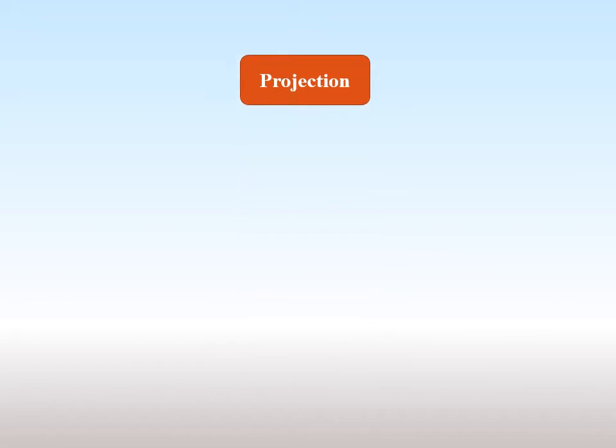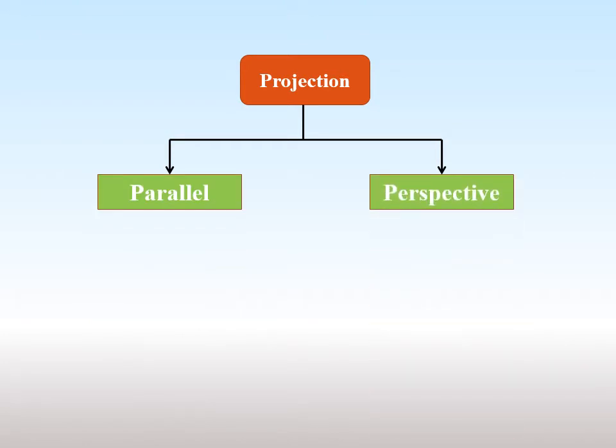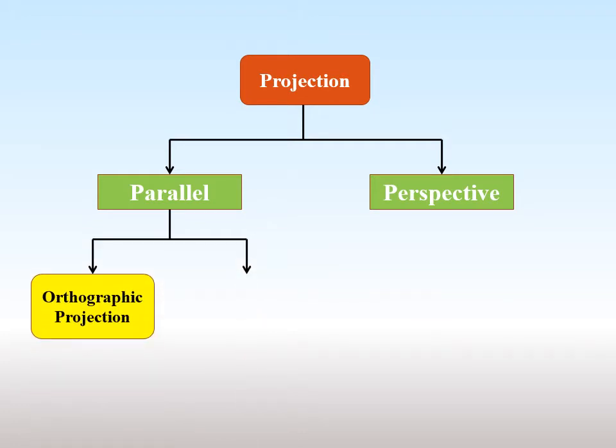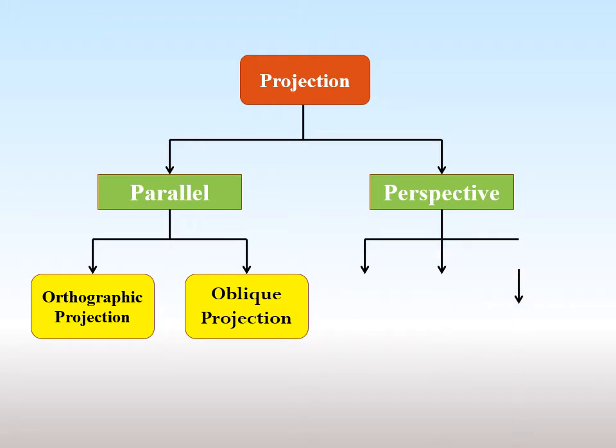Projection is classified into two types. One is parallel projection, second one is perspective projection. The parallel projection is again classified into orthographic projection and oblique projection. This lecture will focus only on orthographic projection because the isometric projection is a type of orthographic projection. The perspective projection is again classified into one point perspective, that is 1P, 2-point perspective and 3-point perspective.